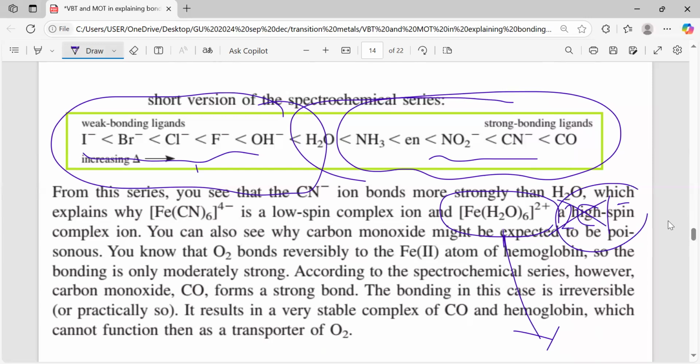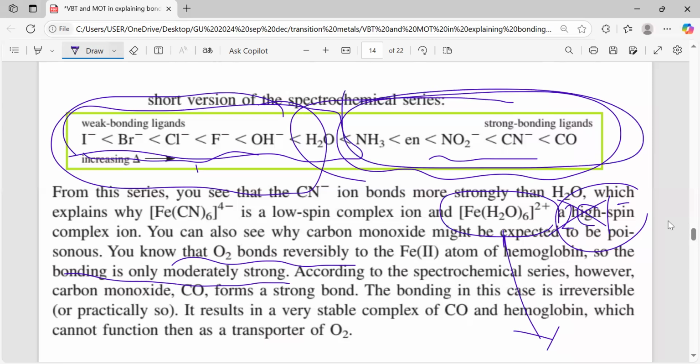You can also see why carbon monoxide might be expected to be poisonous. You know that oxygen bonds reversibly to iron 2 atoms in hemoglobin, so the bonding is only moderate. Anytime you hear of something bonding reversibly, then it is a weak or moderate bonding. So all these bond easily, reversibly, while the other ones don't. These ones bond almost permanently, or what we call irreversibly.